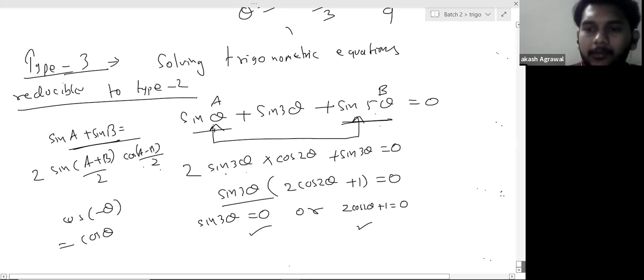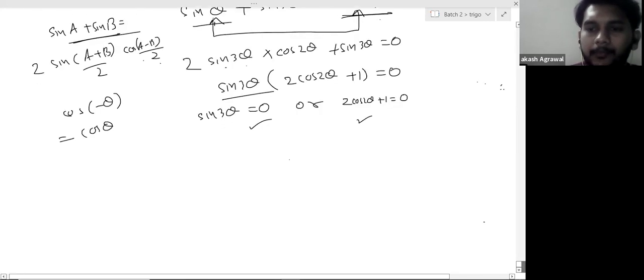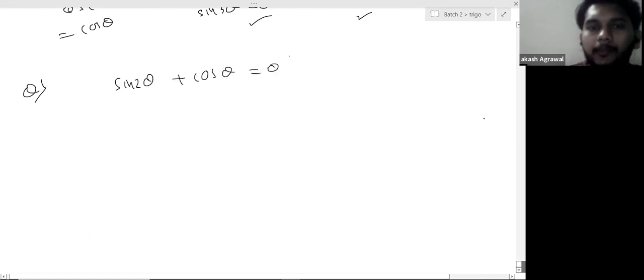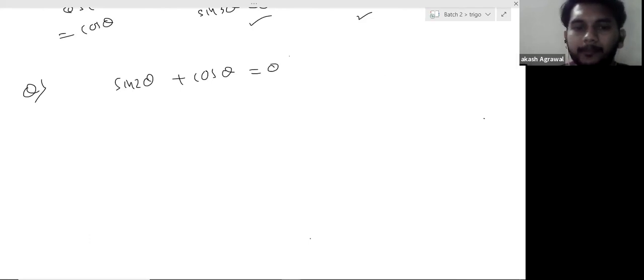Try the next question: sine 2 theta plus cos theta is equal to 0. Try to solve this one by yourself. I'll give you a few minutes.